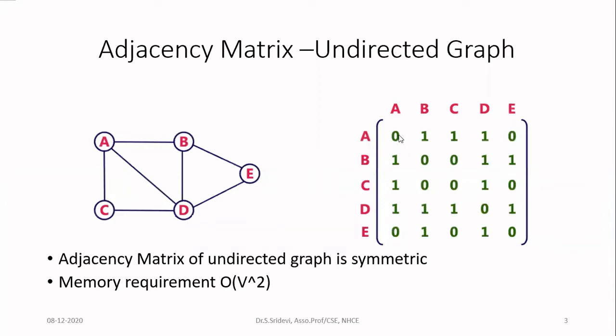And this matrix is symmetric about the diagonal. You can see here, whatever is your first row is represented as the first column. The second row is represented as the second column. So this matrix is a symmetric matrix. Always the adjacency matrix for an undirected graph will be symmetric.